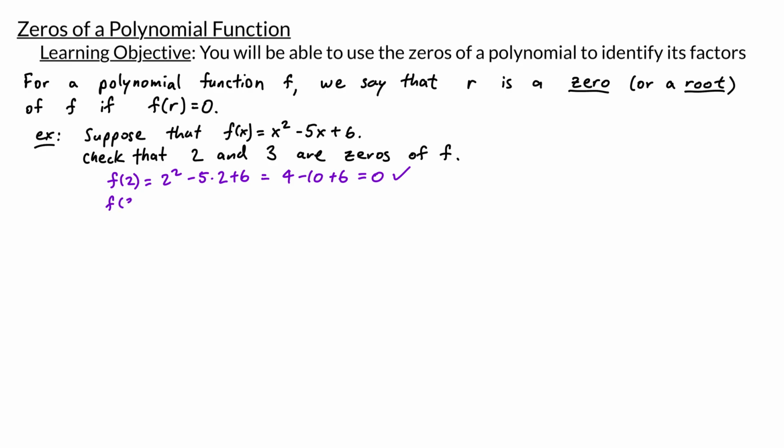Now let's check that 3 is a 0 or a root of our function. Let's evaluate f of 3. That's going to give me 3 squared minus 5 times 3 plus 6, which is 9 minus 15 plus 6, and again, that's equal to 0. So we see that 3 is also a 0 or a root of our function. Let's look at another example.